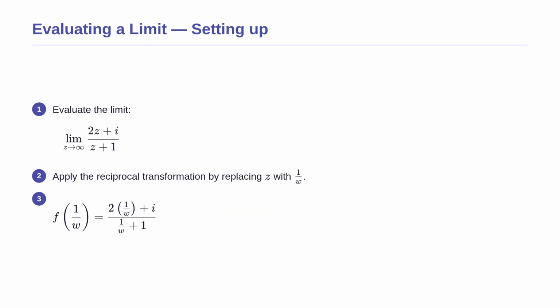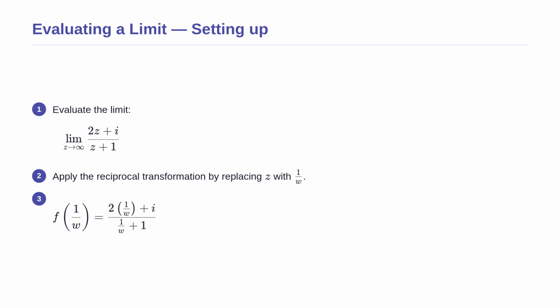Before we move on, let us see this with a concrete example. We need to evaluate the limit of the function (2z + i) over (z + 1) as the variable z approaches infinity. This is a classic case where the input is growing infinitely large, but we want to see if the output settles down to a specific value.